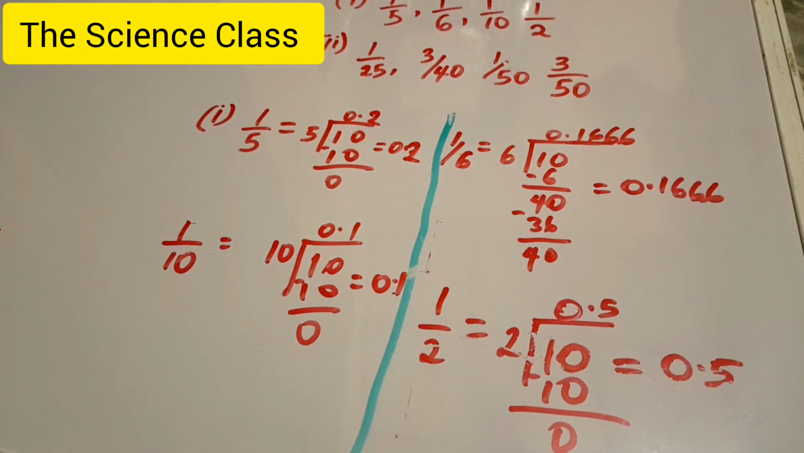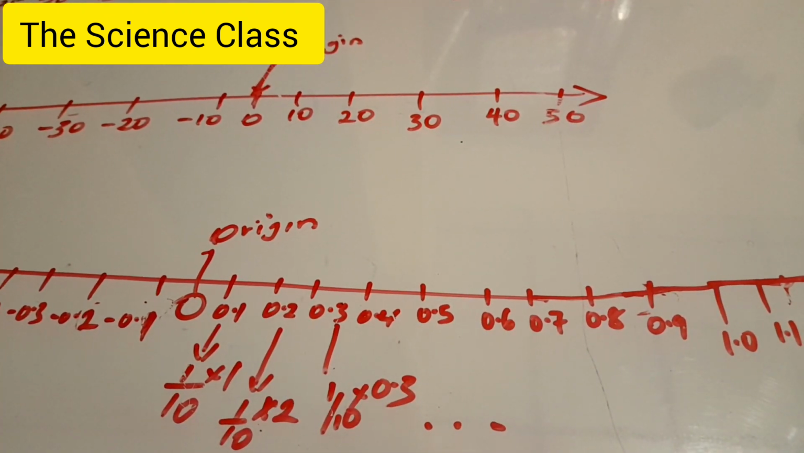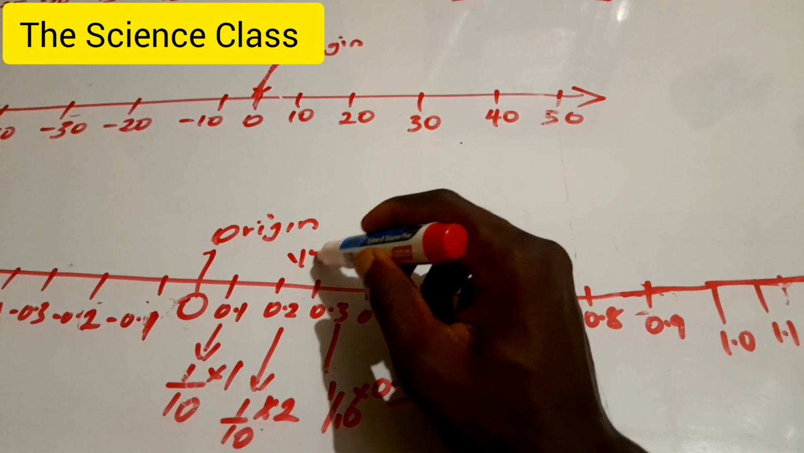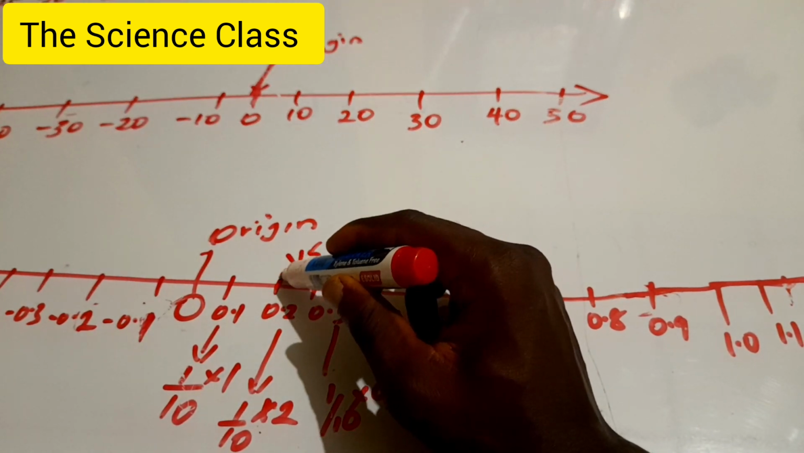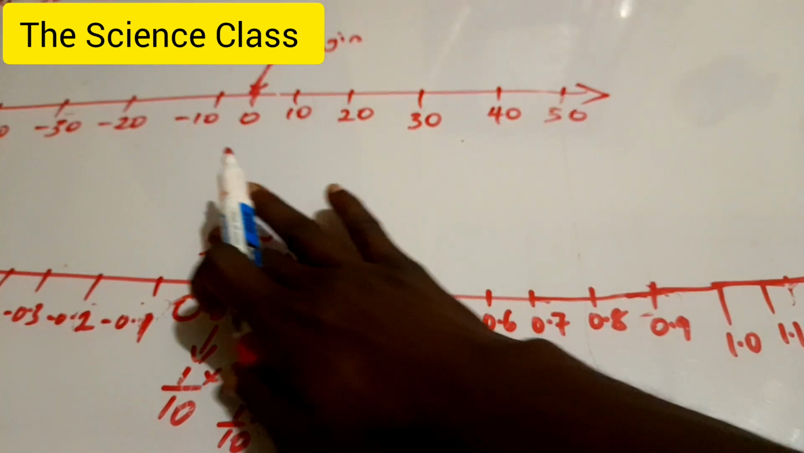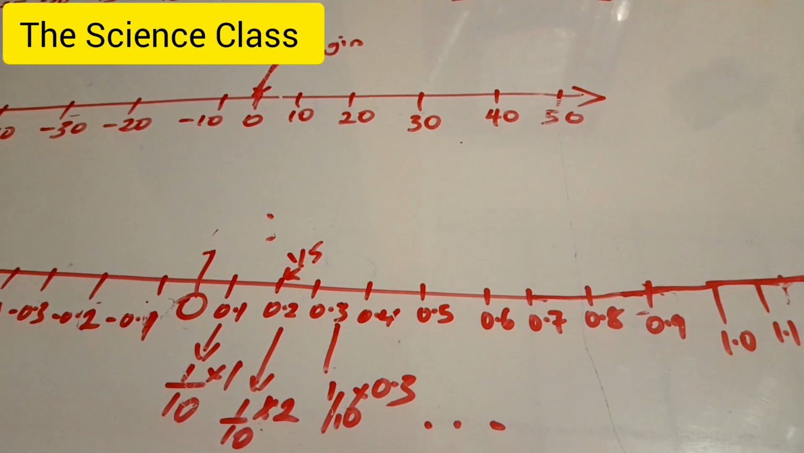So if we were to arrange these fractions in ascending order, we can make use of our number line. The first is 1 over 5, and 1 over 5 gave us 0.2. So fraction 1 over 5 is here. Let me clean this so that you can see very well. So this 1 over 5 is on 0.2.